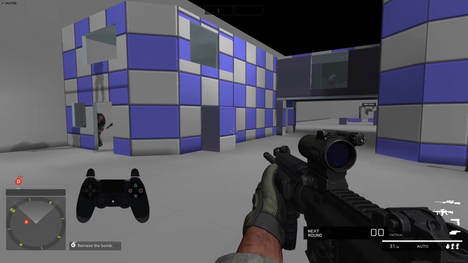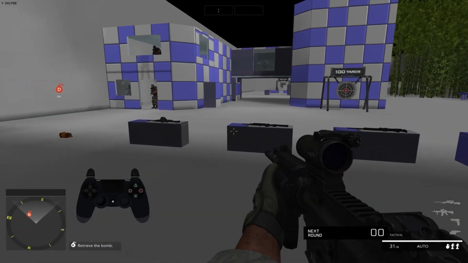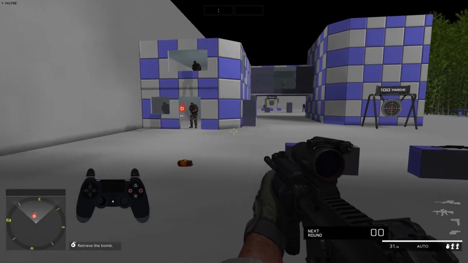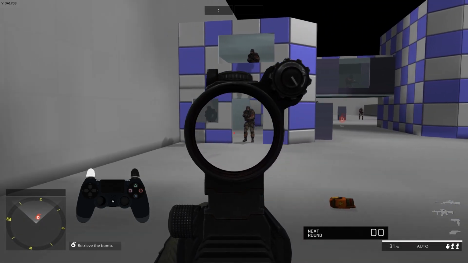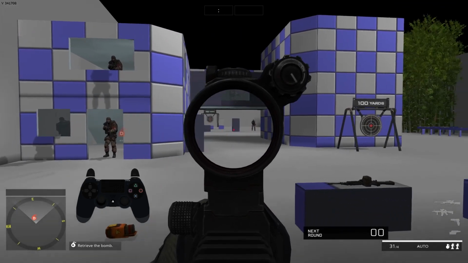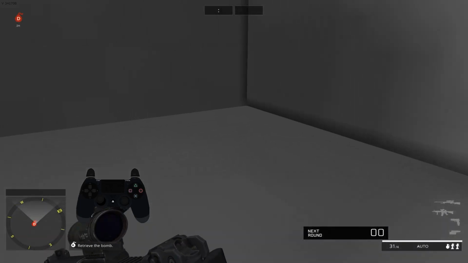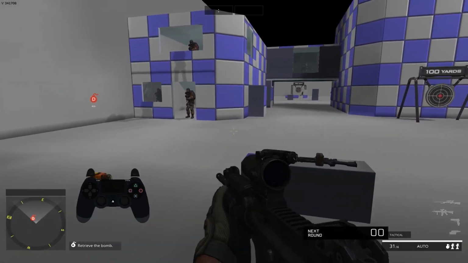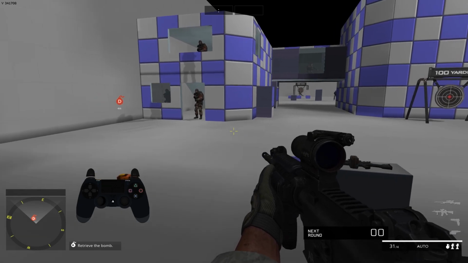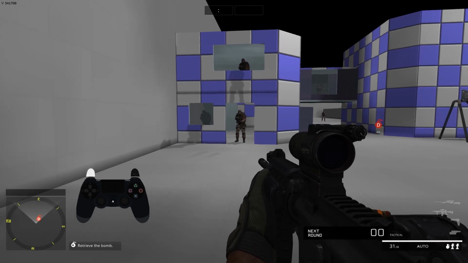Alright, so that's our engagement distances. So another goal of our aim assist system was to be as invisible as possible. And now obviously, when you're looking at this test level, and we have stationary targets, you're really going to see the aim assist. But when you play it on the console, everybody's moving around, running. It's nowhere near as transparent as it is here.